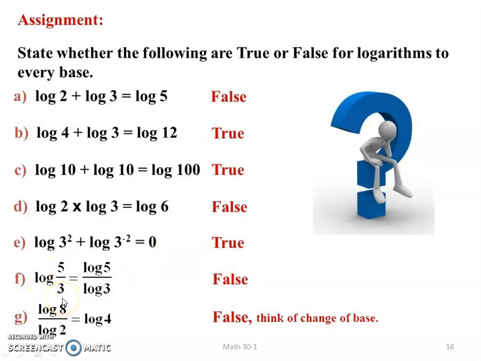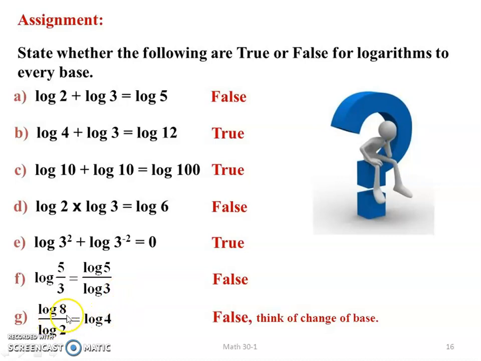Log 5 upon 3 is equal to log 5 upon log 3. The bases are the same, so here we have to use the change of base rule, but it is not applicable for 5 upon 3. If it were in the form of, suppose, log 5 to the base 3, then it is applicable. Be sure about this thing.